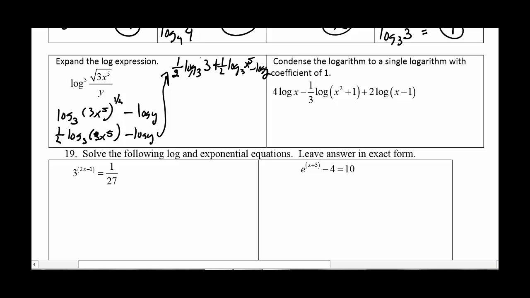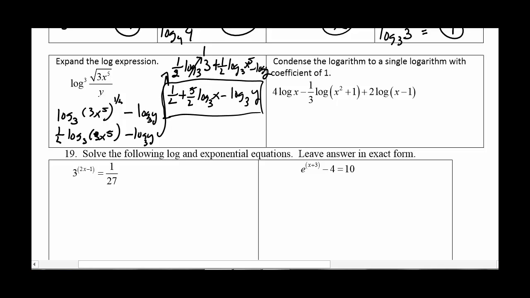Now log base 3 of 3, that's actually 1. So we got 1/2 times 1, so that's 1/2 plus, and that 5 I can bring out front, 5/2 log base 3 of x minus log base 3 of y. I just realized I need to do log base 3's with those y's. And that is actually a perfectly good answer.